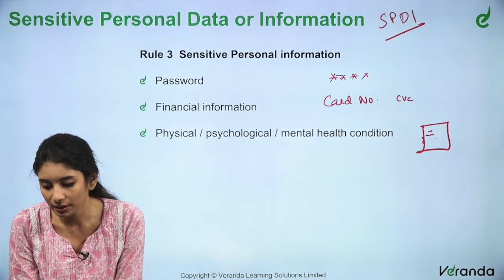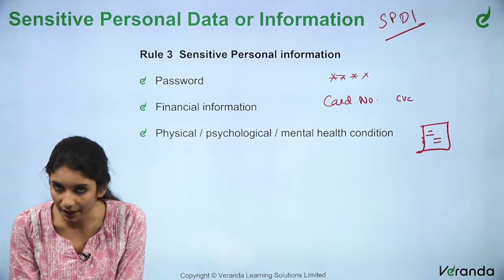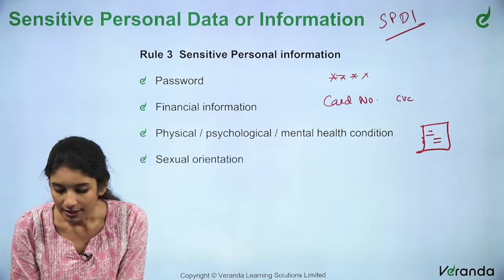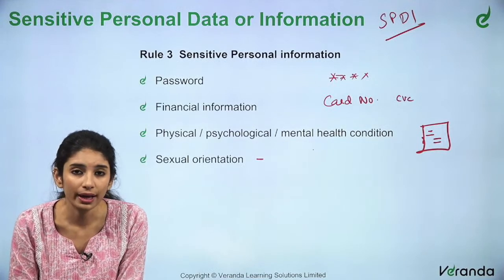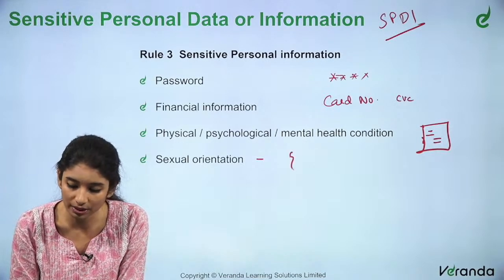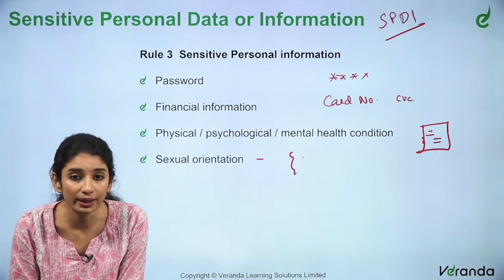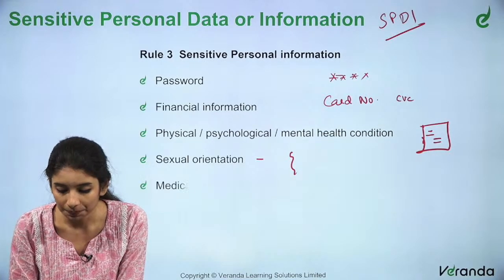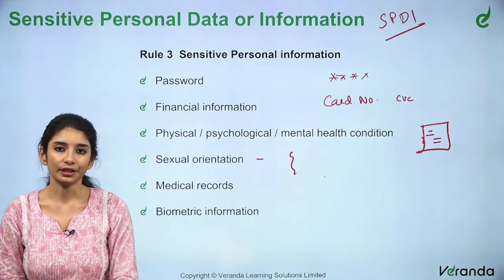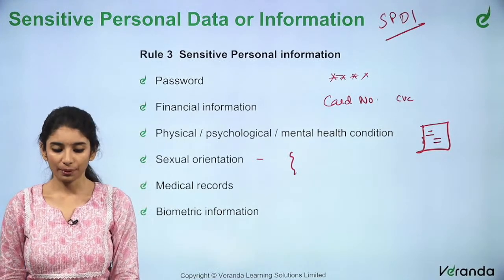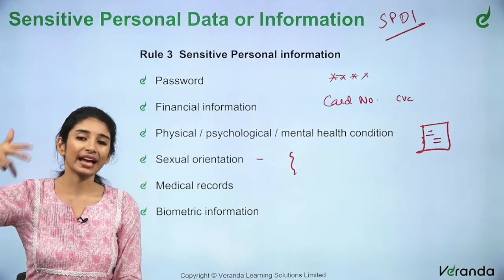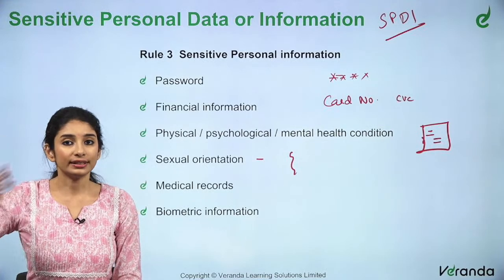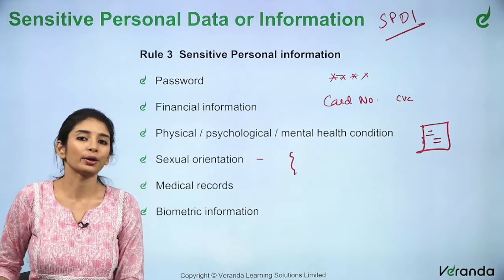Should anyone know what my physical, psychological, mental health conditions are? No. Sexual orientation, whether it's a boy or girl that's going to be born, what is the sexual orientation of a person? Should anyone know that? The answer is no. Medical records or medical history and biometric information. So: password, financial information, physical, psychological or health conditions, sexual orientation, medical records, biometrics.